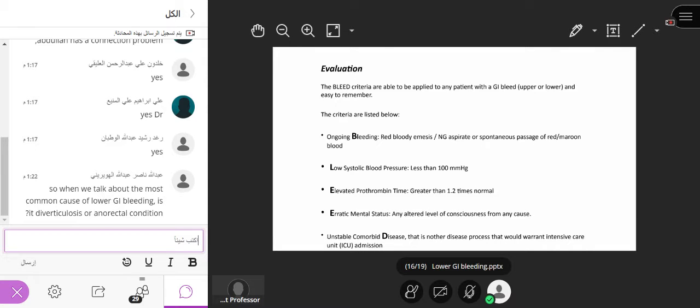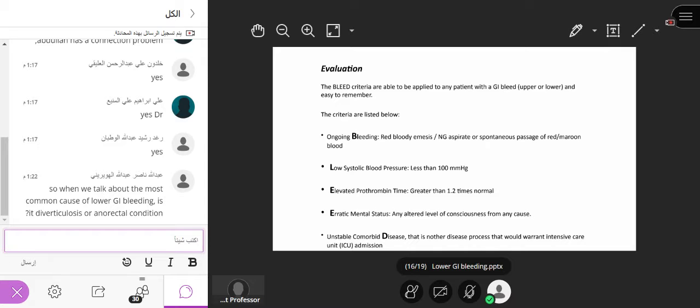So evaluation, we have a criteria, the BLEED criteria. This is for the sake of convenience. We have an acronym, BLEED, and as it is bleeding, it is easy to remember. The BLEED criteria are able to apply to any patient with GI bleed, upper or lower, and easy to remember. As I told you, the BLEED acronym. The criteria are listed below.